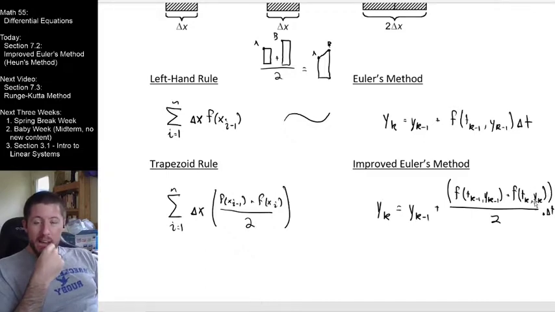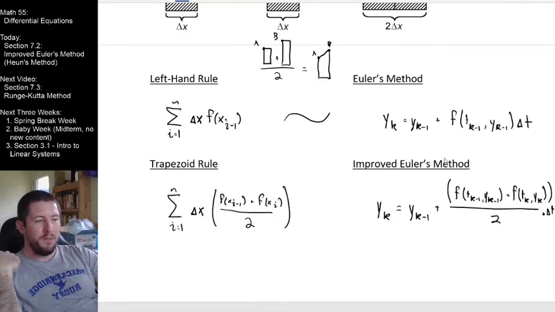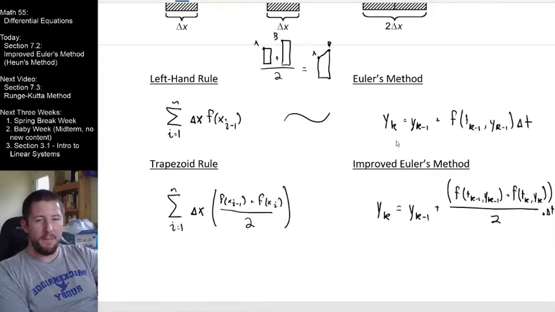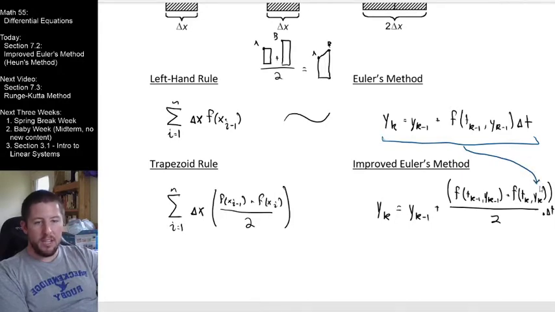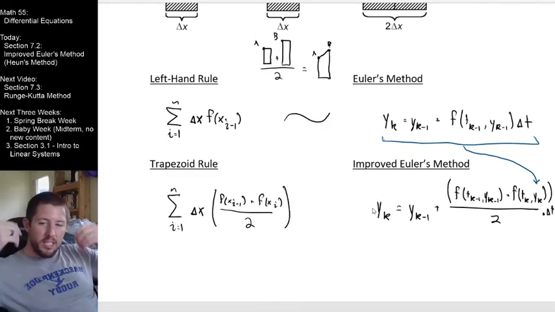Well, how might you get y sub k? Here's a way that we could get y sub k. The tricky part of improved Euler's method is that this makes sense to me, until I recognize that y sub k is on both sides of the equation, and this is supposed to be an equation to produce y sub k, right? So what we're going to think is that this is a good way to get an estimate for y sub k, to make our prediction for what we actually think y sub k is going to be, but a better prediction.